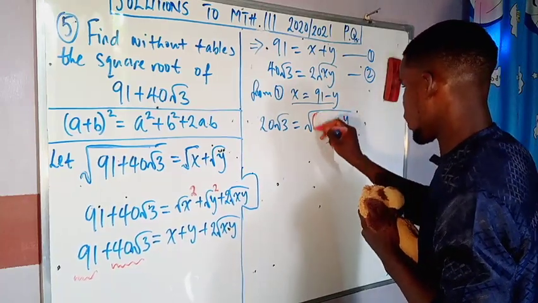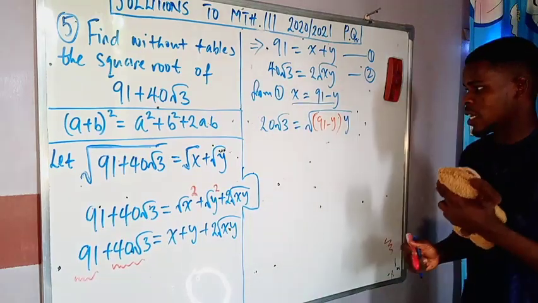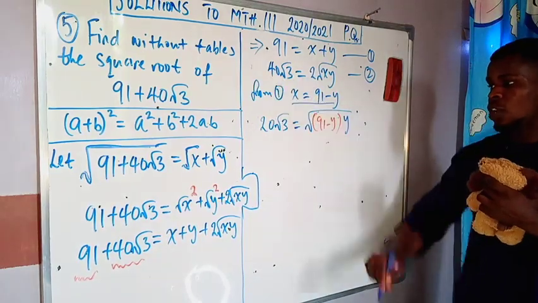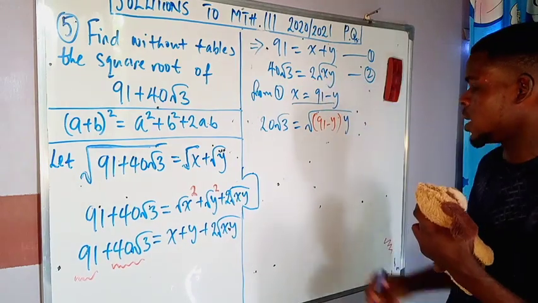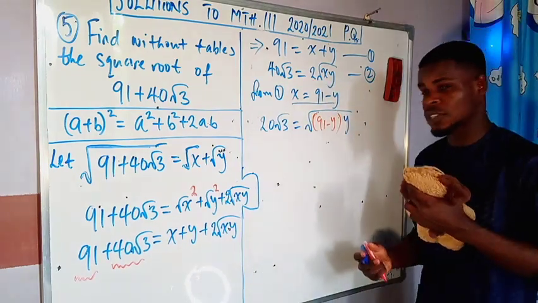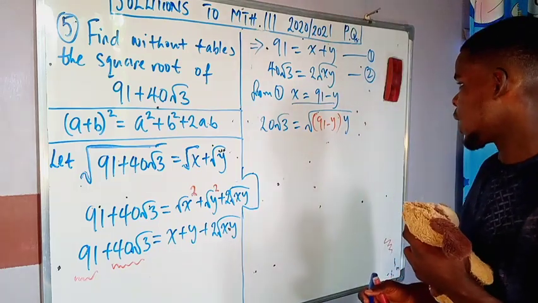Okay, so we have x to be 91 minus y. Very nice, isn't it? As you can see, this is no longer 40, this is now 20. But you can also look at the right hand side, there is no 2 here anymore. So that means we divided both sides by 2, right? Okay, that's very nice. And now let's see what we have.